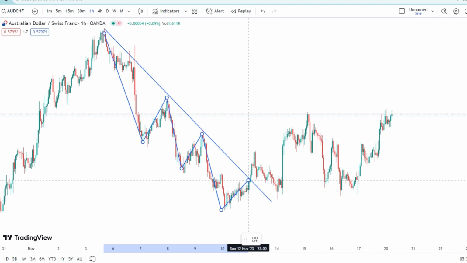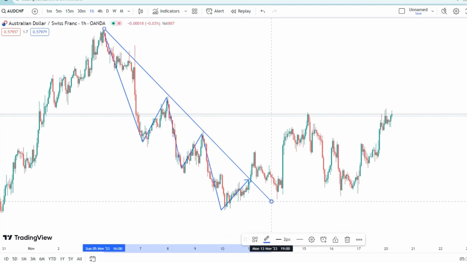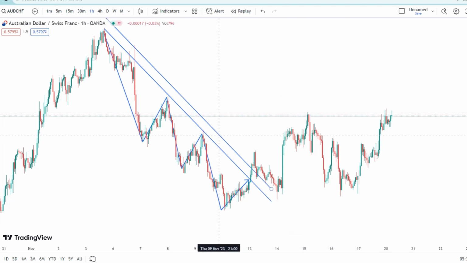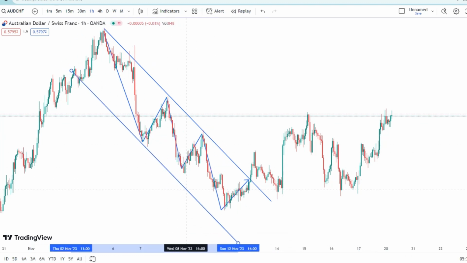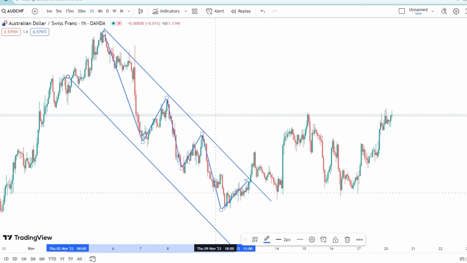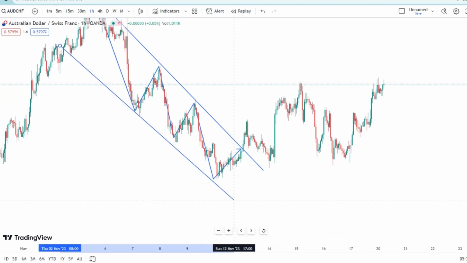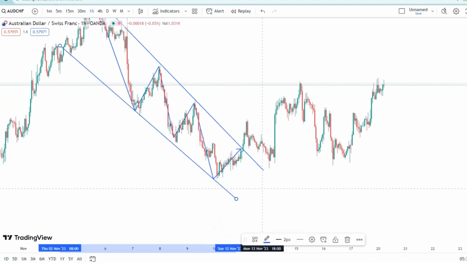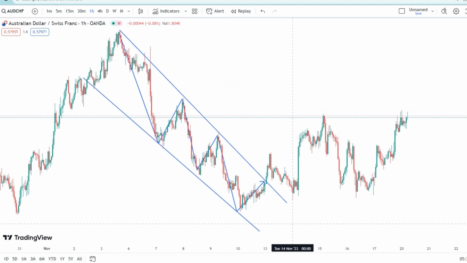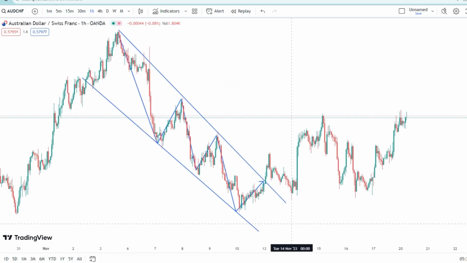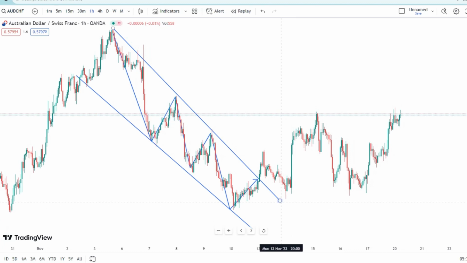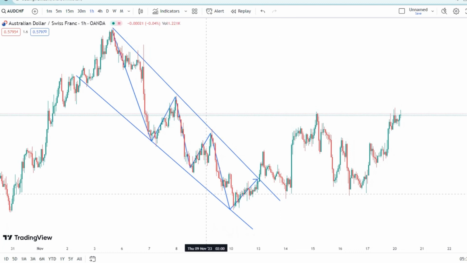And this was our support, and we also got some resistance right here. We had some resistance right here, as you can see. This was our resistance. So guys, this is very clear. As you can see, this is how the market is moving. This one was support, and this one was the resistance.